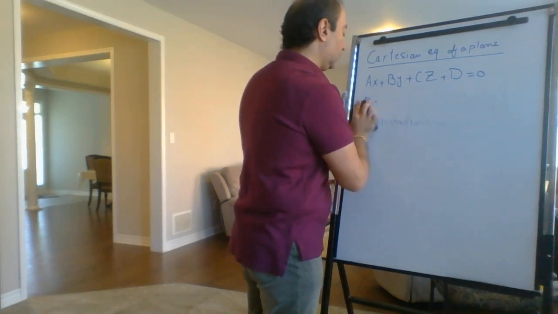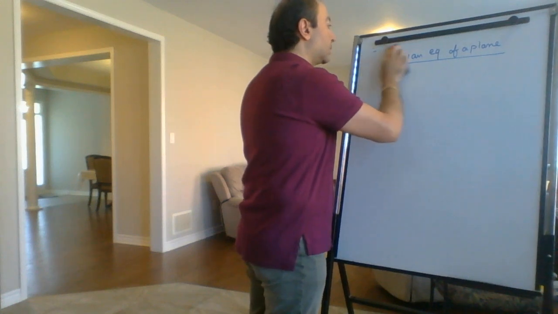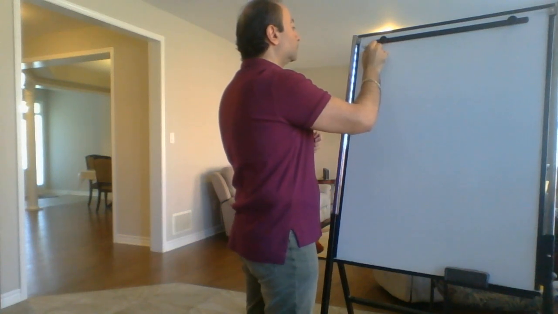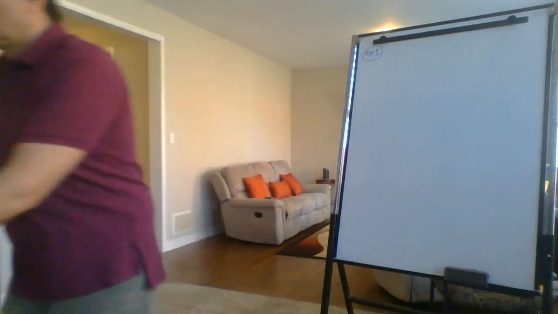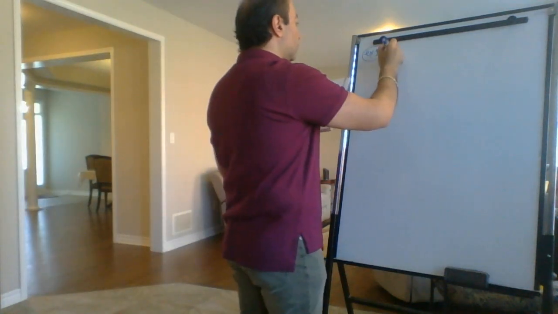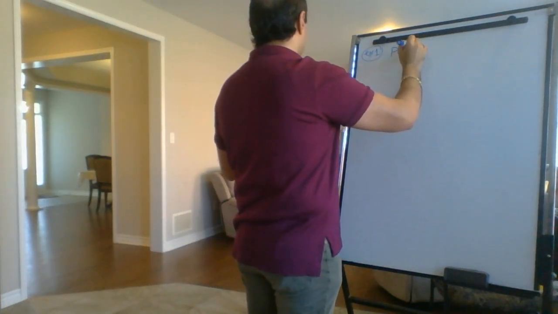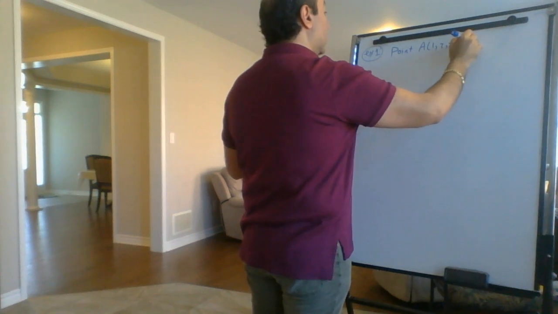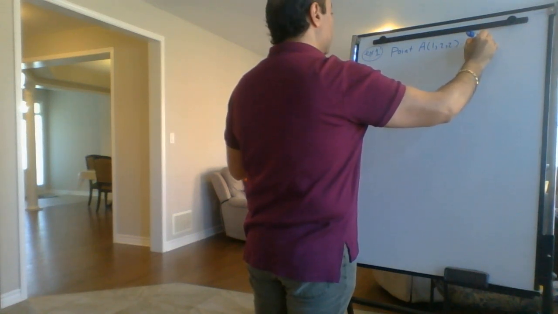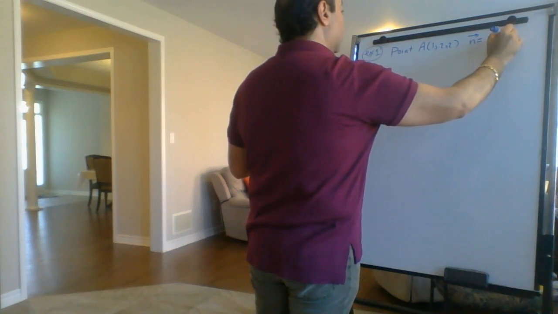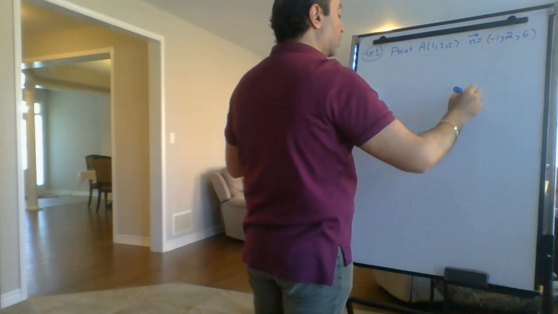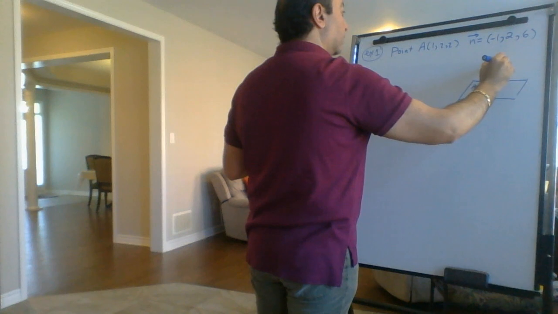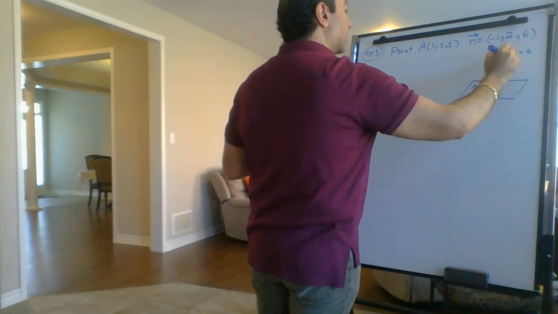So let us have some examples. Example 1. Find the Cartesian equation of a plane that contains this point, which we call A, (1, 2, 2), and the plane is perpendicular to the vector (-1, 2, 6). So now we have a point A, and we have a normal vector (-1, 2, 6).